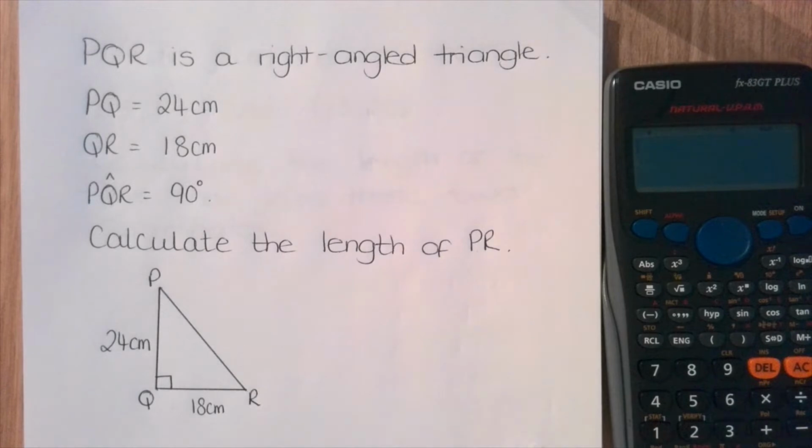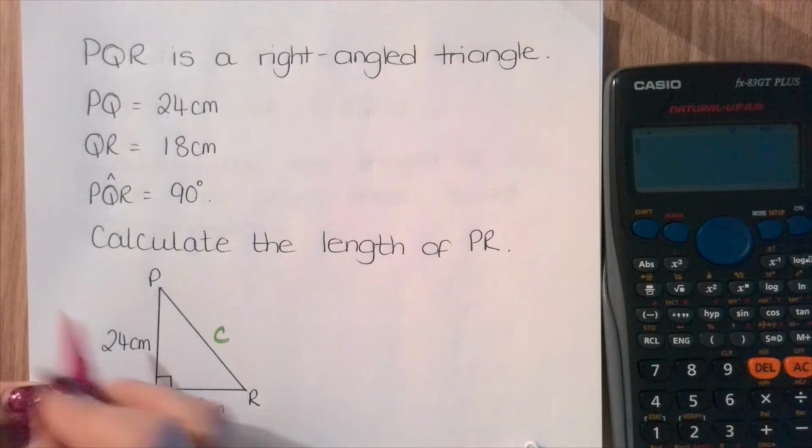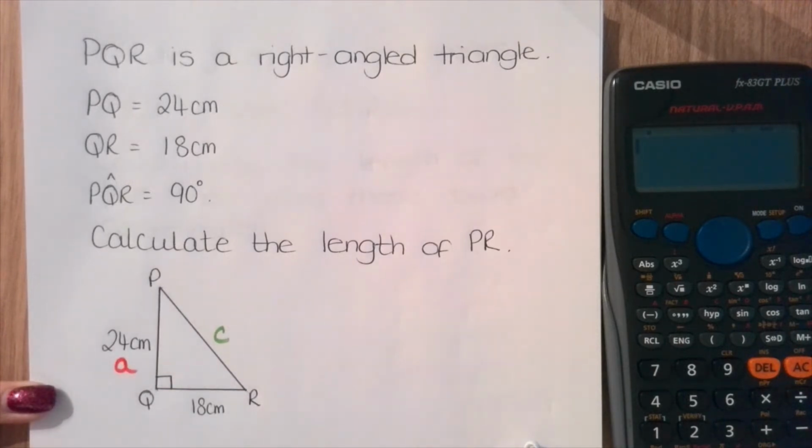So I suppose we can say we know that that's going to be C because it's opposite the right angle. I can just label it C. I know that's what it's going to be. And then I can label A and B for my other two sides. First thing I'm going to do, write out the formula.